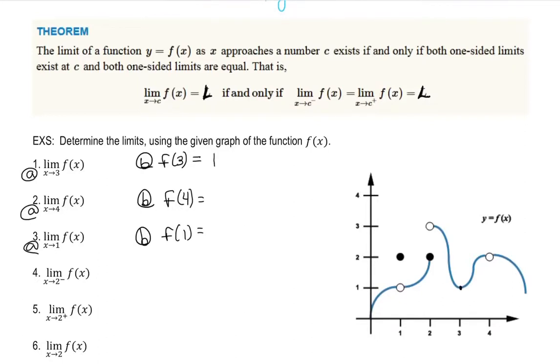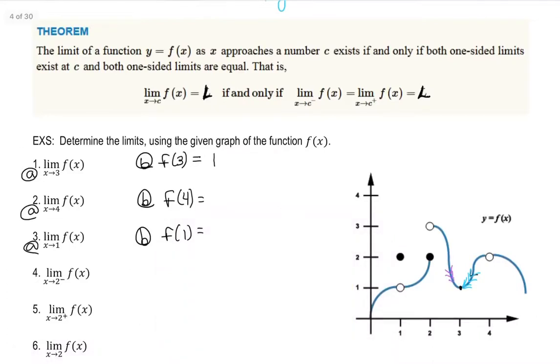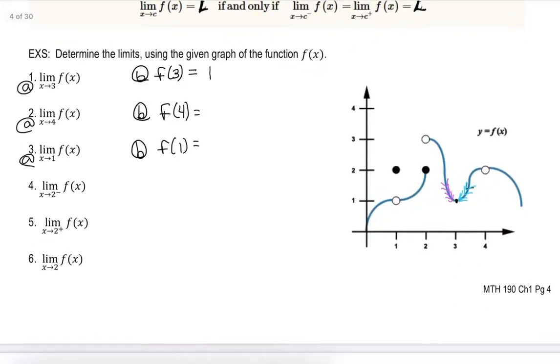Now, the limit question is something very different. The limit is saying, as my x values are approaching 3 from both the right and from the left, what are my y values approaching? Well, here it just so happens that those are also approaching 1. So sometimes, like in the opening graph I have, they may be the same.